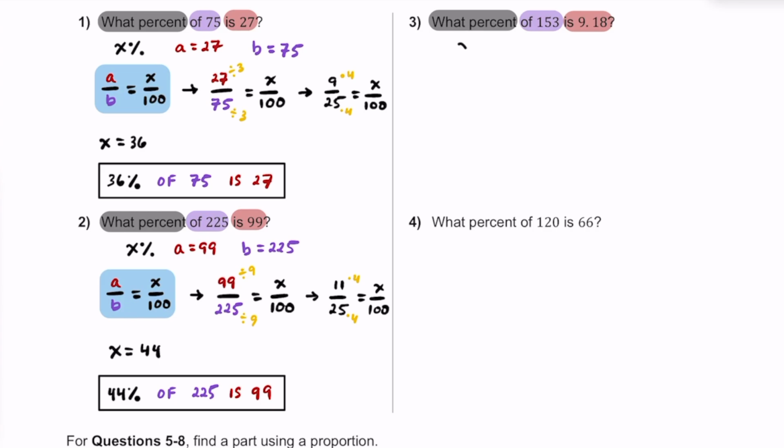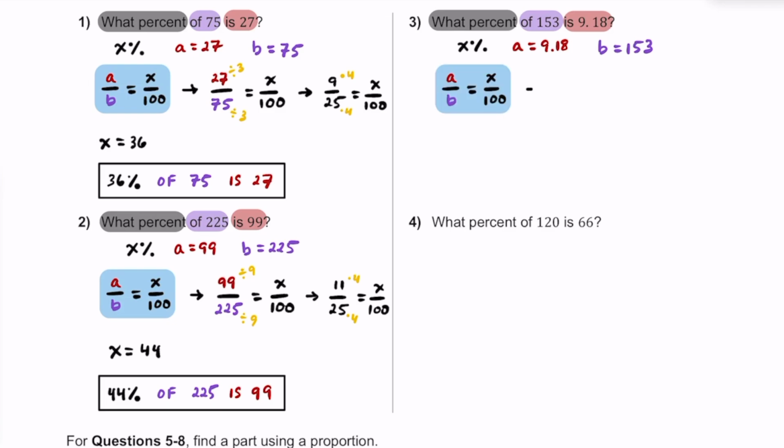So for the what percent, let's say it's x percent here. And then what about the part? Well, the part is going to be a. A is going to be this 9 and 18 hundredths. Look for that word "is." And then for the base here, we're going to say b is going to be equal to 153.